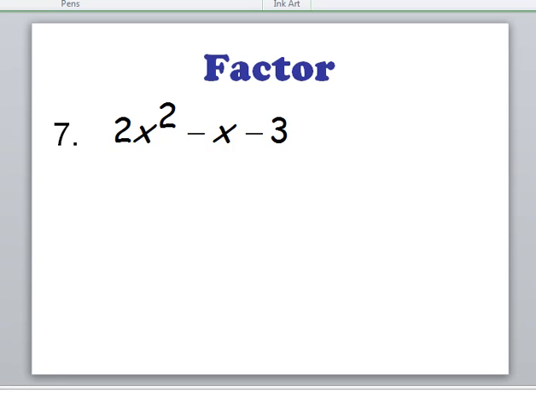All right, what we're going to do is some more of the factoring. We're going to go through the steps, look for greatest common factors, look for trinomials, look for difference of squares, whatever the case might be. They're all mixed in, so we've just got to determine what it is.